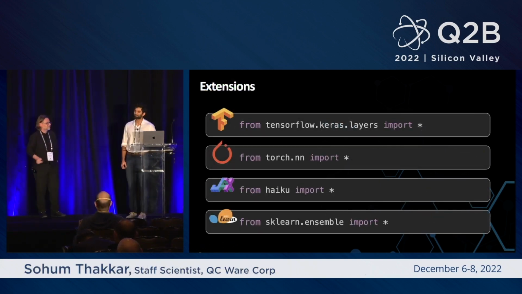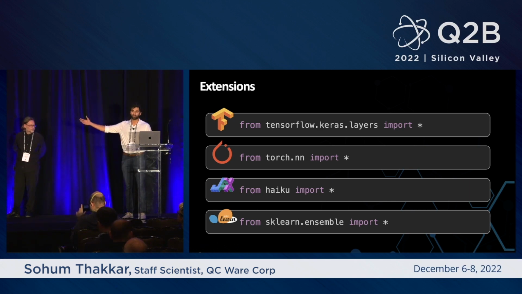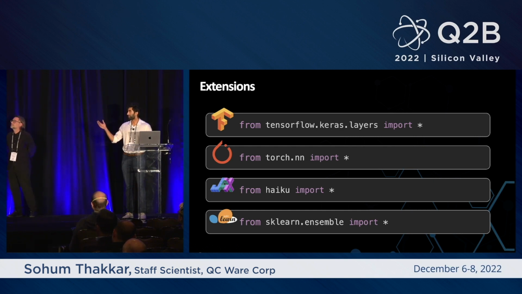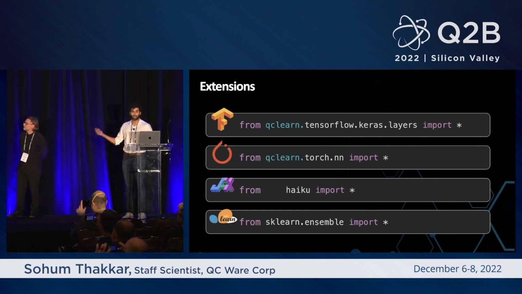Thanks, Iordanis. Quantum software should be easy. So instead of designing a brand new library that you would have to learn, we've designed a series of extensions to popular machine learning libraries. Here is how a data scientist might import these libraries today. And here is a one-word change where you can now start using the QC-learn versions of these models: for TensorFlow, for Torch, for JAX, and for scikit-learn.